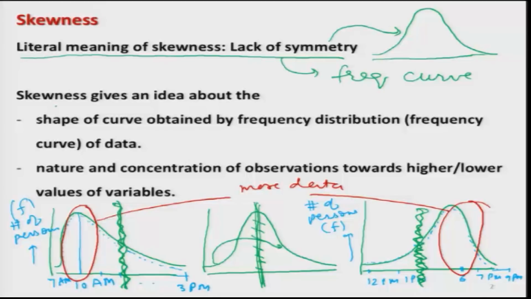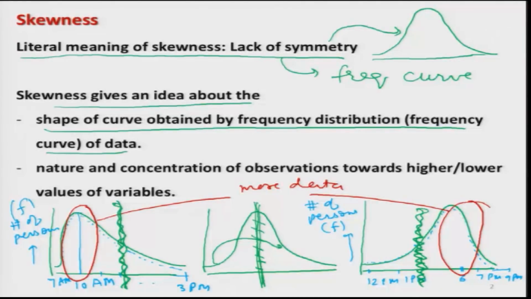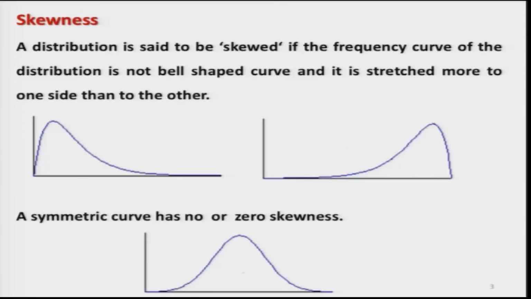So, now I can say that here skewness gives us an idea about the shape of the curve which is obtained by the frequency distribution or the frequency curve of the data, and it indicates the nature and concentration of observations towards higher or lower values of the variable. So, you can see here I have plotted three figures. I can call it figure 1, figure 2, and here this is figure 3. So, I will call this figure number 3 a bell shaped curve.